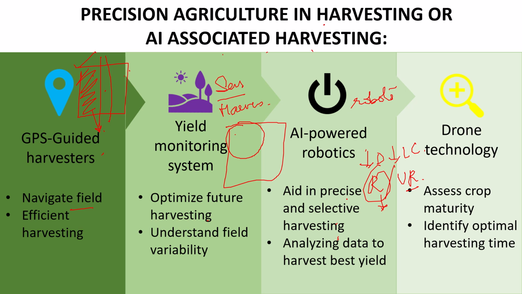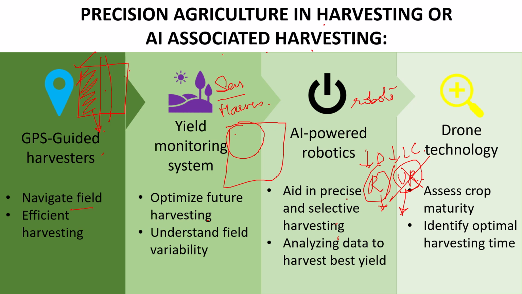Just imagine if they were not using AI, they would have harvested the unripened ones, and what would they do with them? Some crops can ripen after harvesting, but some crops won't ripen after harvesting, so they will be of no use. And it is also helping by analyzing data to harvest the best yield.